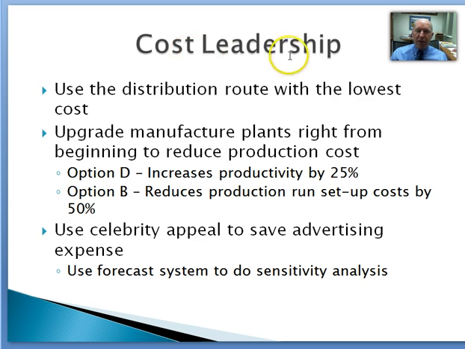So they talked about how they maximize their cost leadership. What they didn't do is show you how some of these things work. For example, they said that we wanted to make sure that we used our distribution route with the lowest cost.